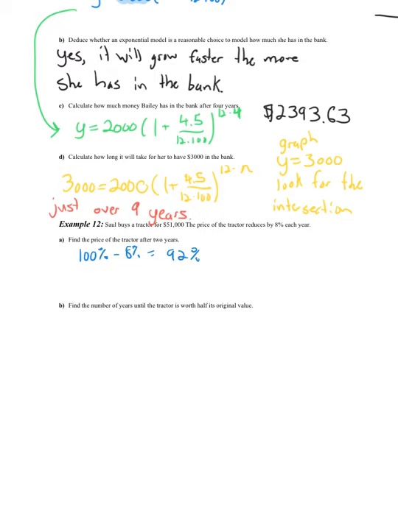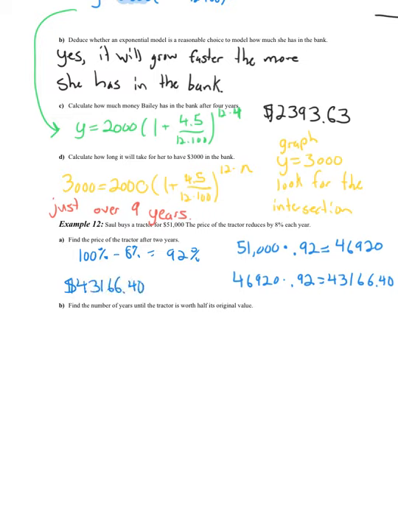So if you think about it, after 1 year, you'd say 51,000 times 0.92, and that's going to give you the value after 1 year, which is $46,920. And then I could do it again, 46,920 times 0.92, and I'm going to get $43,166.40. So that's a quick way to do it if you're not sure how to set that one up.